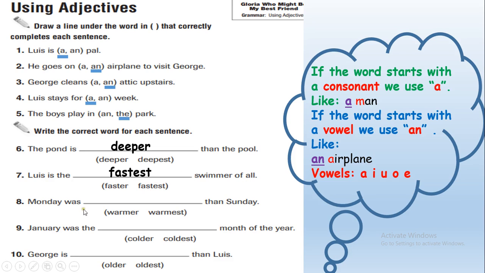Monday was warmer or warmest than Sunday. Since we're comparing two days, we're going to add ER to the adjective and say Monday was warmer than Sunday. January was the colder or coldest month of the year. So over here we're talking about the month and comparing it with all months of the year, as in more than two. So we use an adjective with EST. January was the coldest month of the year.